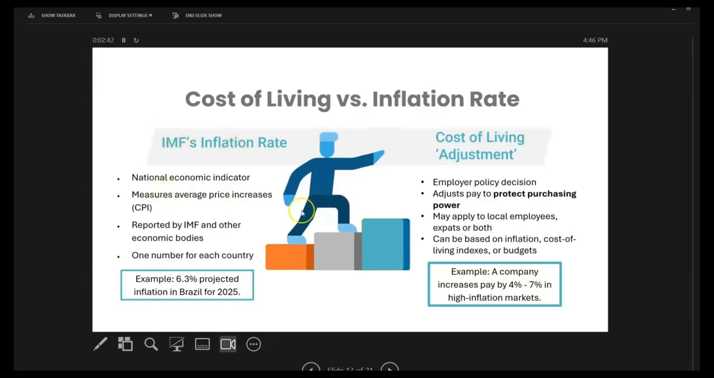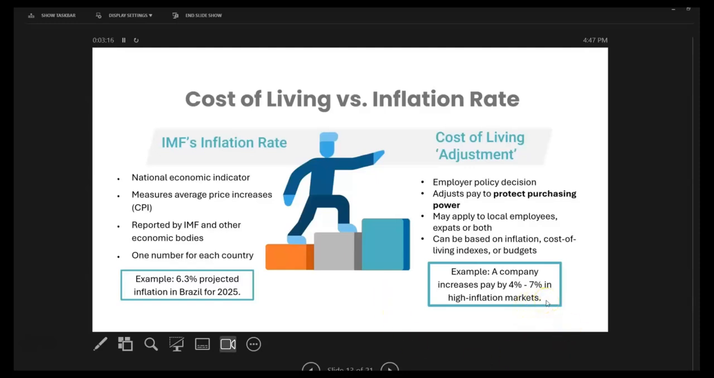Now, the IMF inflation rate is national, per each country. There's one rate for each country. It measures the average price increases. And then these are the examples: 6.3 projected inflation for one country versus a cost of living adjustment, where a company decides to increase the pay between 4 and 7% to account for inflation.